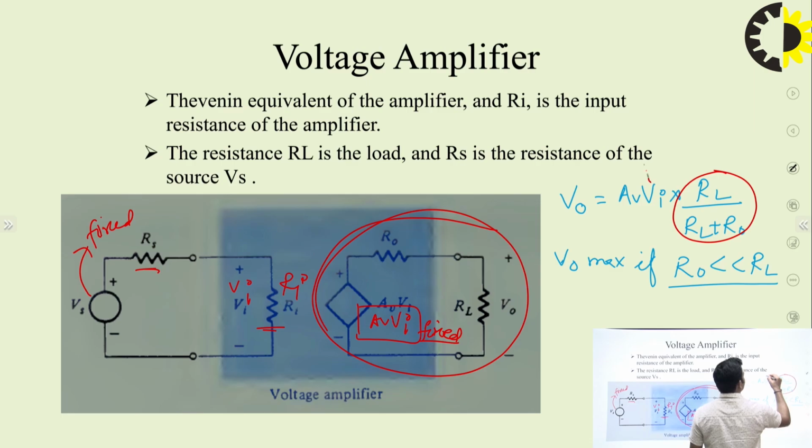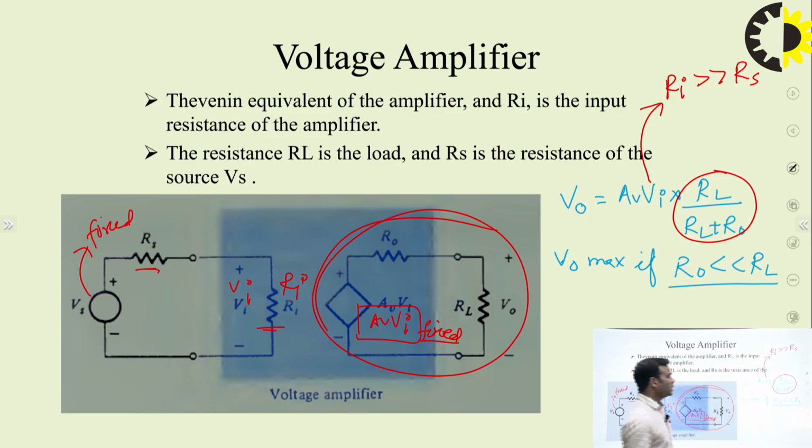For input side, we can maximize this if we will have Ri much greater than Rs. So these are the two conditions which we should remember, or which should be fulfilled to get maximum output voltage. Now, you know here that AV is equal to voltage gain, which is V naught upon Vi. So there are two concepts which we need to remember.